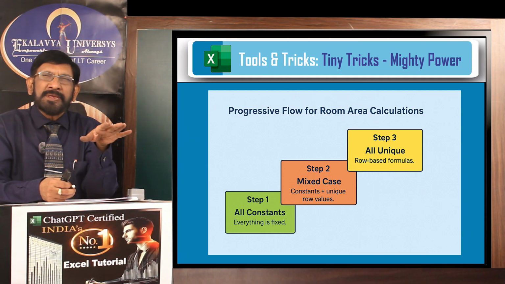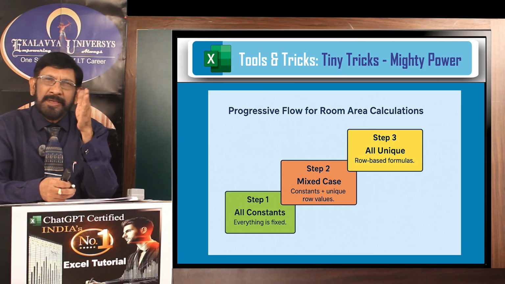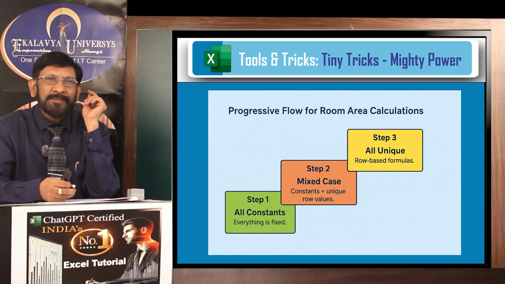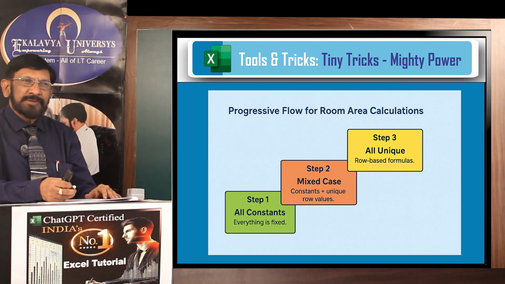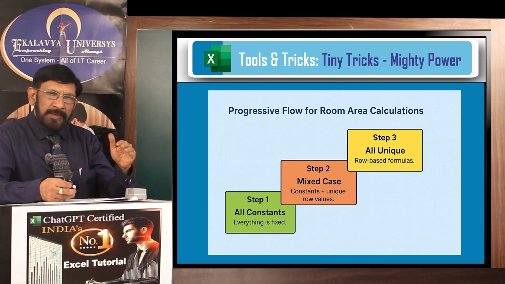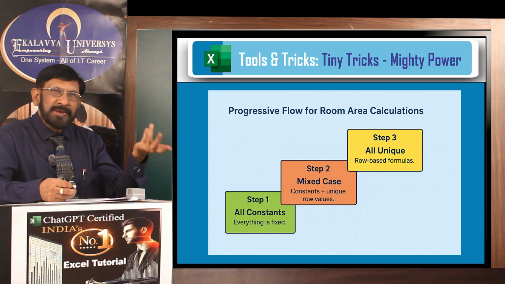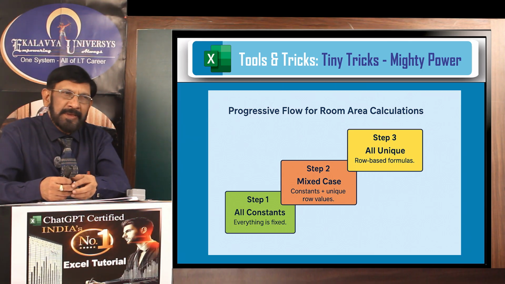All rooms are having the same dimensions, like 20, 15, 12. 20 is the length, 15 is the breadth, 12 is the height. So all rooms are having the same dimensions, so you can declare them all as constants. One time, if you declare them as constants, every time you can avoid retyping.